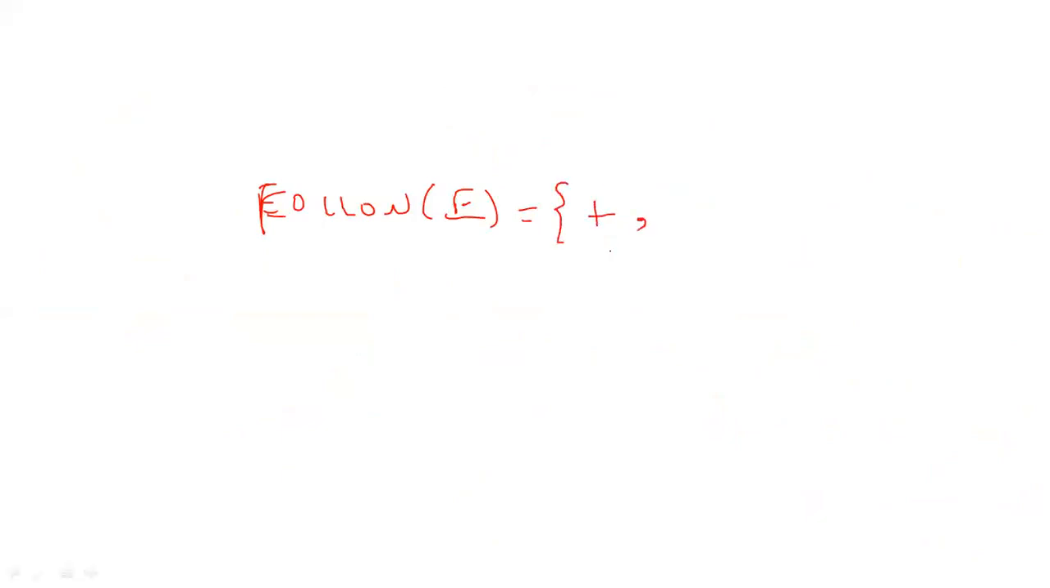And one more symbol I have to include here. That is dollar. Why? Because this capital E is the start symbol in the given grammar G. So for the start symbol, you have to add dollar in the follow set. So follow of E is plus comma dollar.